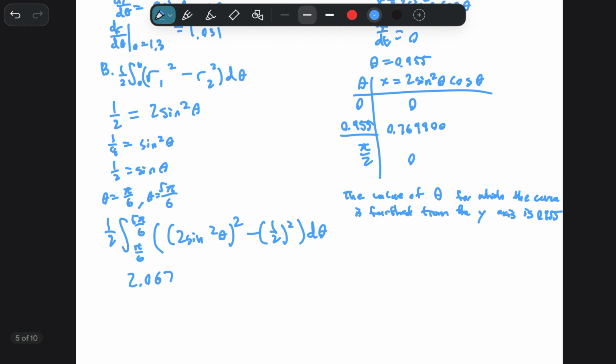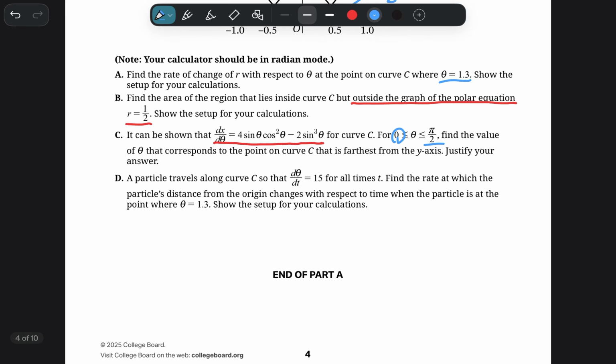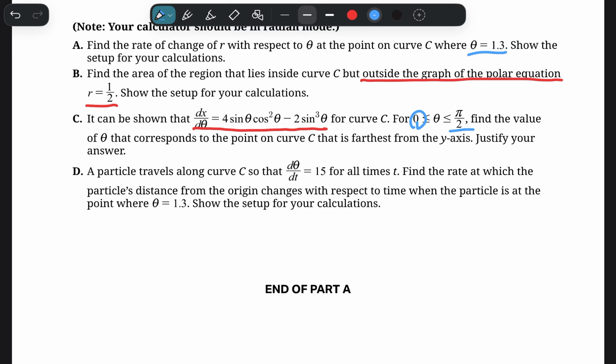Now, on to the last section, which is part D. The question asks: a particle travels along the curve C so that dθ/dt is equal to 15 for all times t. Find the rate at which the particle's distance from the origin changes with respect to time when the particle is at the point where θ is equal to 1.3, and show the calculation for your setup.